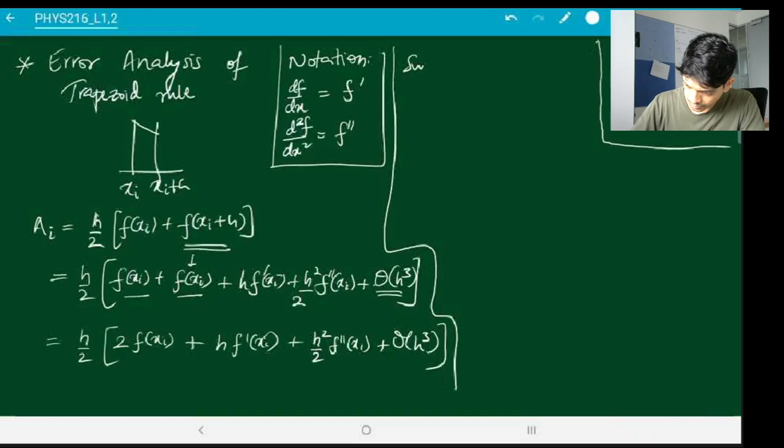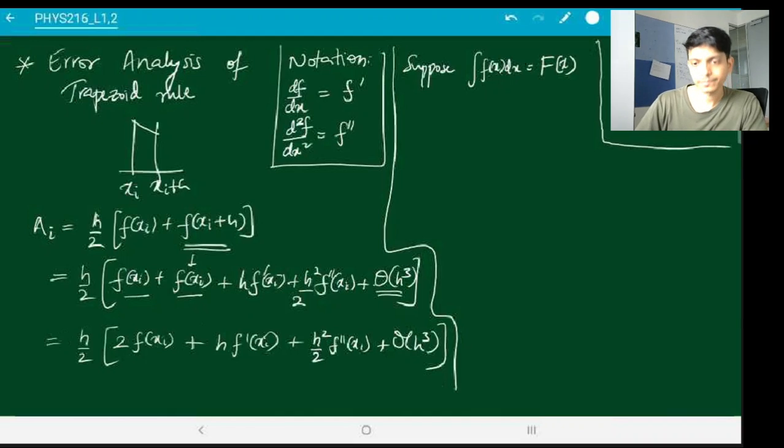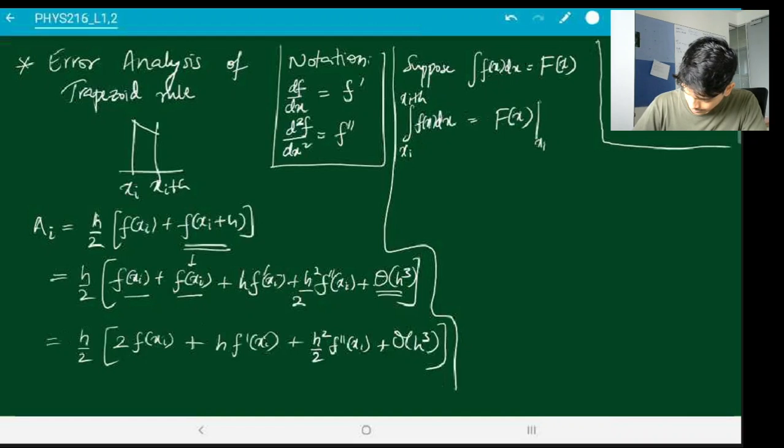So suppose this function f that I'm trying to integrate, suppose the integral of this is given by capital F. Then the integral from xi to xi plus h is going to be F of x from xi to xi plus h. So this is F at xi plus h minus F at xi.